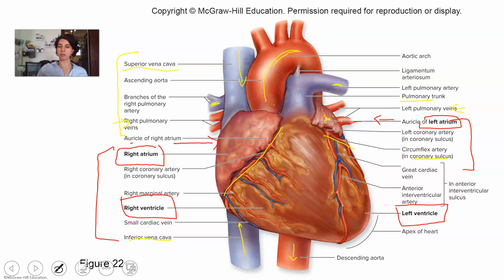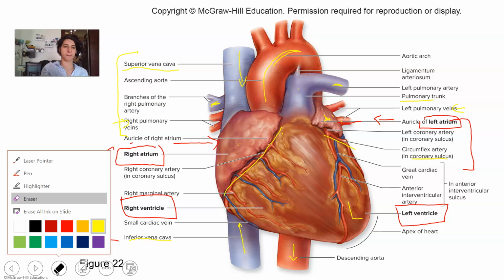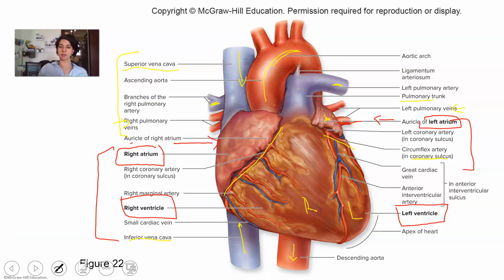If we want to look for a landmark that's going to separate right ventricle from left ventricle, it is this structure right here. This is the interventricular sulcus, and we have two of them. We have an anterior one. If we have an anterior one, we obviously have a posterior one.